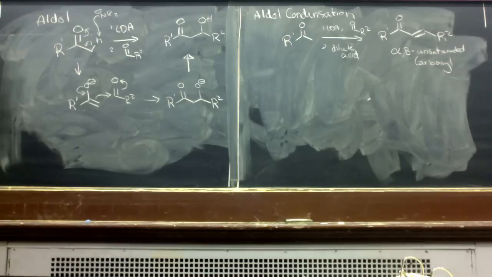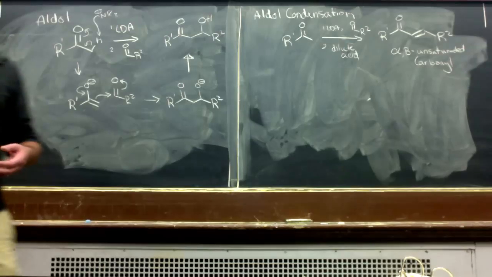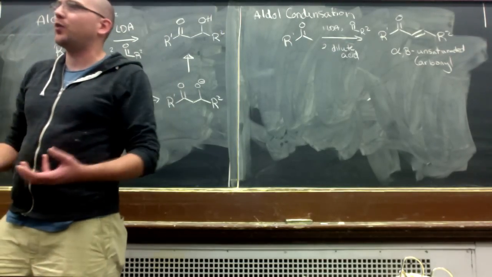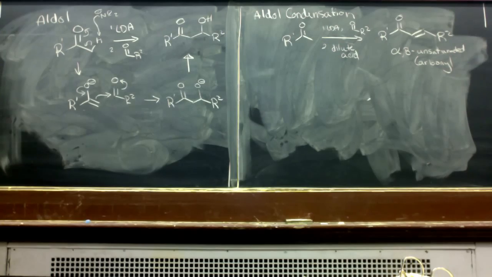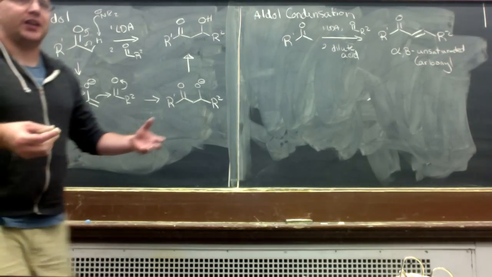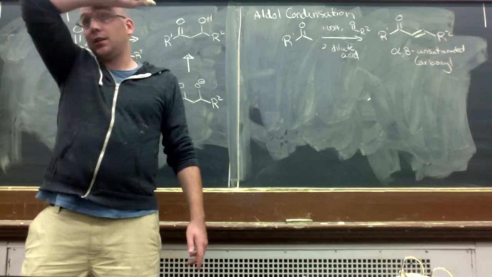Why do we call it alpha beta unsaturated? Well, when we talk about saturation in organic chemistry, oftentimes what we're talking about is a molecule being saturated with hydrogen. Okay, so if it's unsaturated, that means that it's effectively an alkyl chain that's effectively lost an equivalent of hydrogen. Yes?